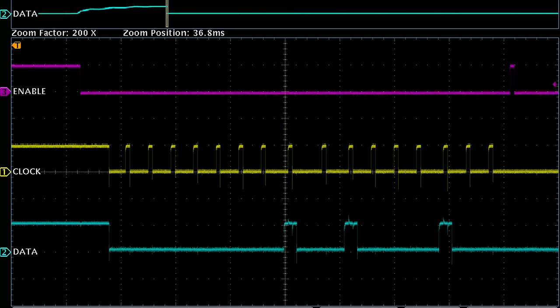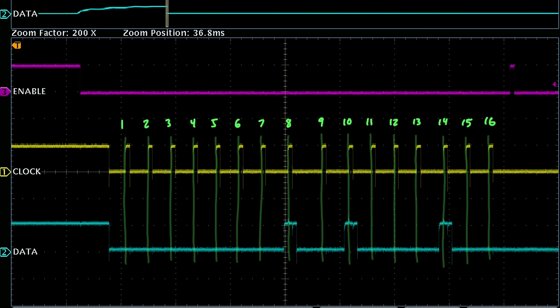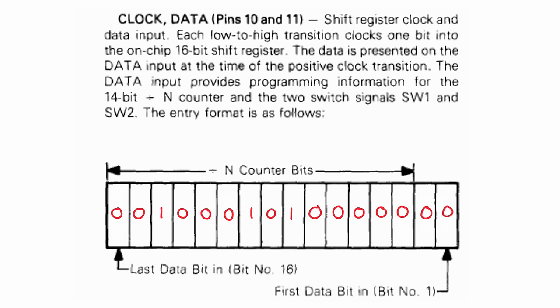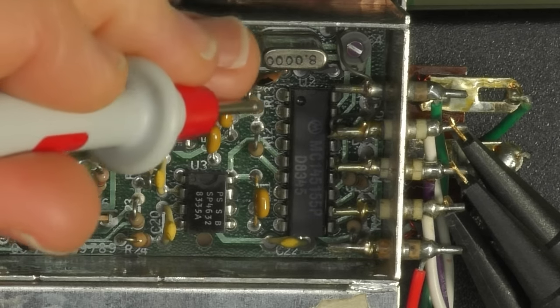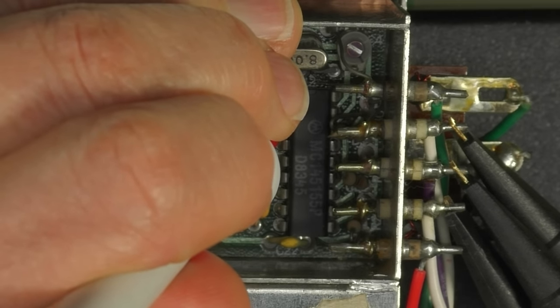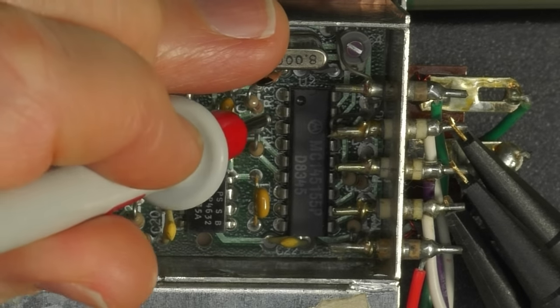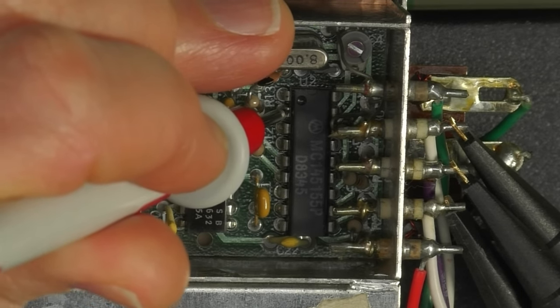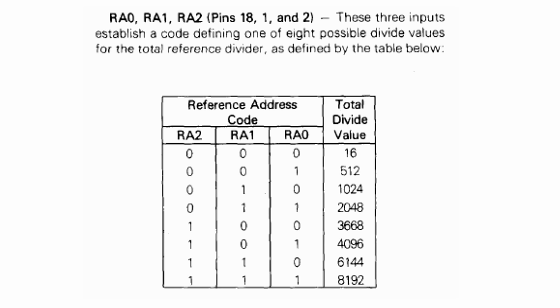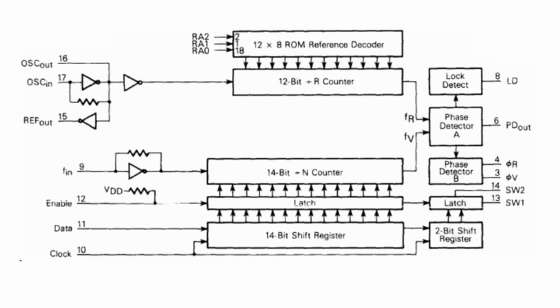I set my oscilloscope to listen to the clock, data, and enable signals. Decoding the signals and matching them up with the data sheet, we can tell that the frequency synthesizer's N divisor is set to 324. The R divisor is controlled by three pins on the frequency synthesizer, and they're hardwired on the circuit board. I used a voltmeter to see how they were wired and looked up the corresponding R divisor, which is 512. We now know the divisors for both arms of the frequency synthesizer.